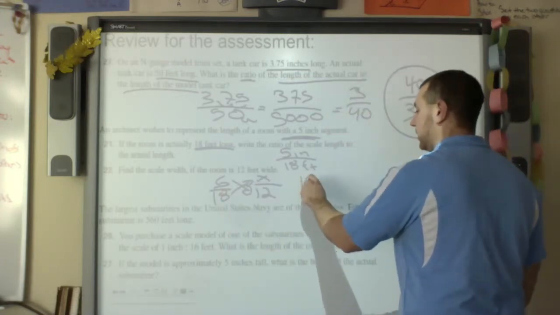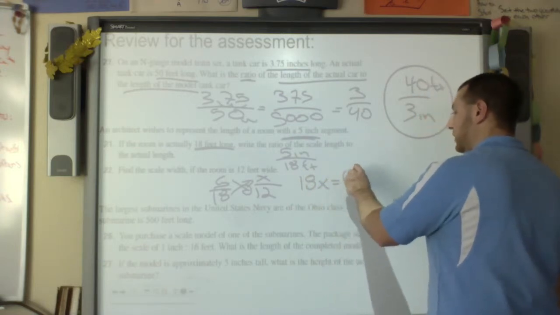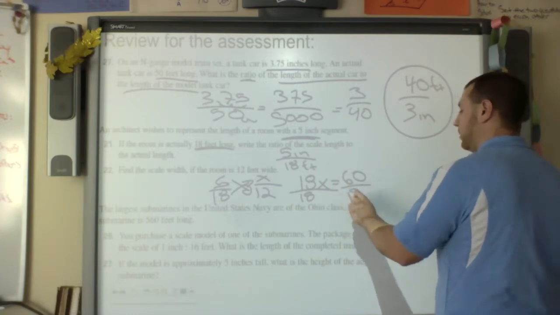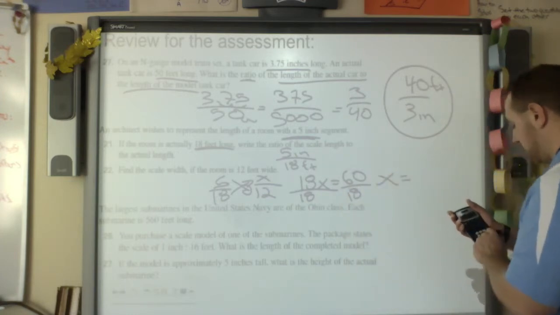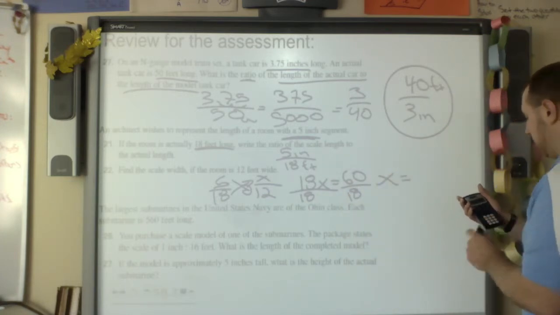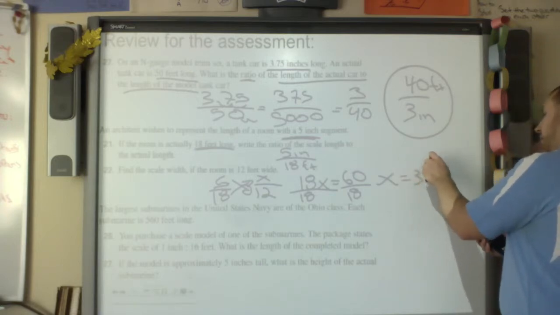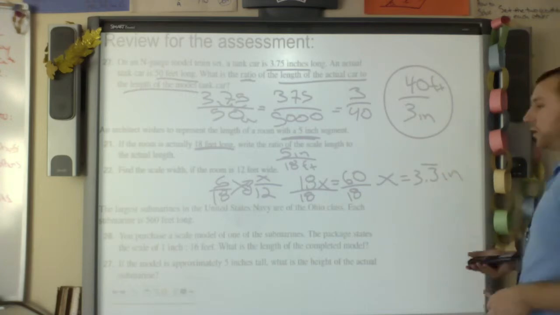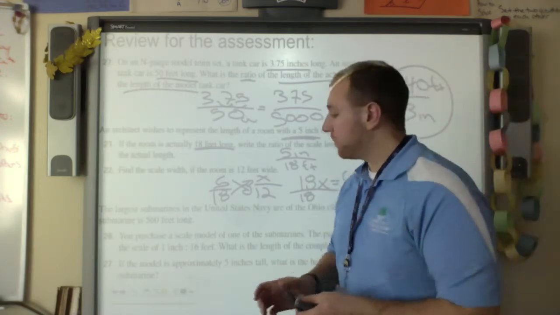I get 18x equals 60. I divide by 18. x is going to be a grand total of 3.3 repeating inches. So 3 1/3 inches. Okay.